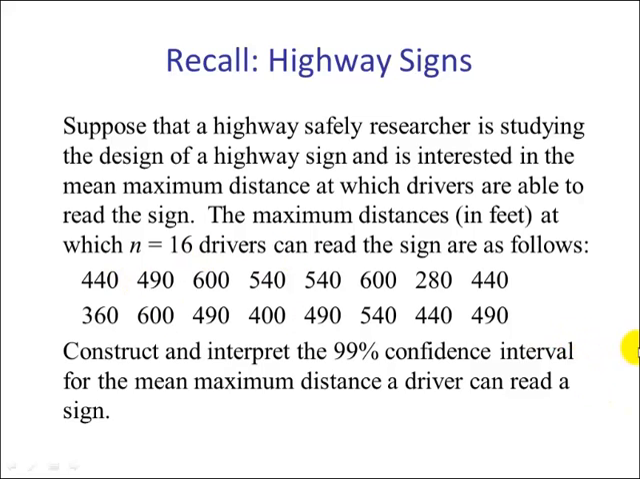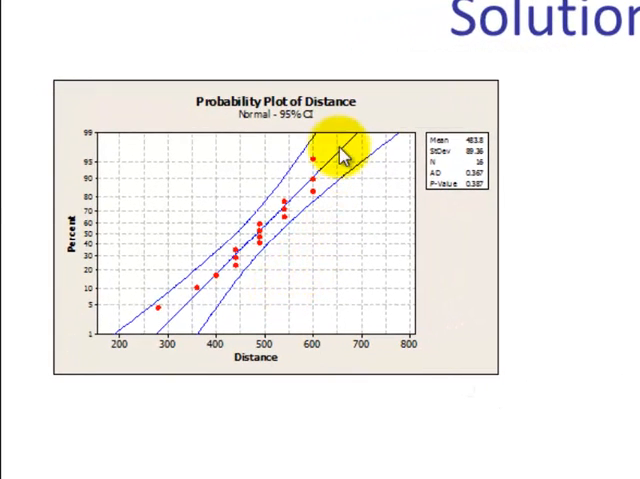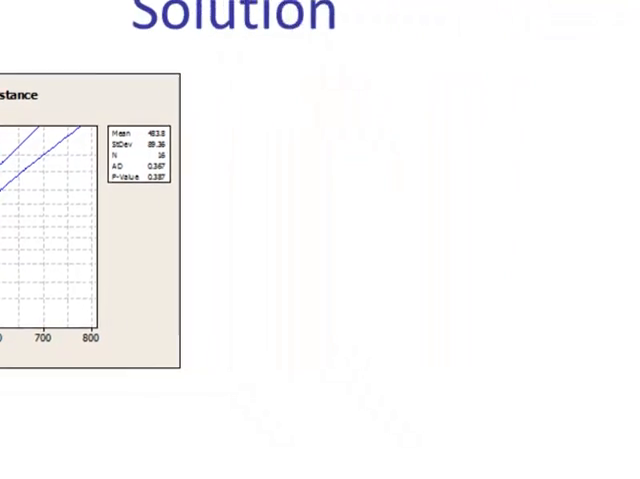We want to construct and interpret the 99% confidence interval for the mean maximum distance a driver can read a sign. Because our sample size is less than 30, we have to check the assumption that the original population is normal. We do that with the probability plot or QQ plot. This is the probability plot in Minitab. We see all the data points are within our bands, so this gives evidence that the original population is normal.